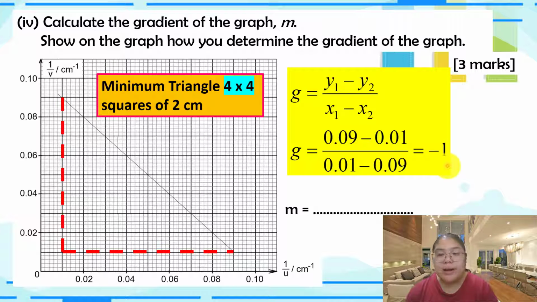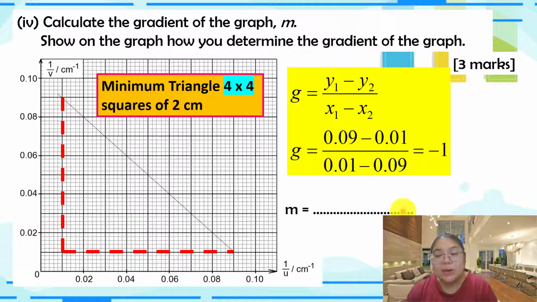Okay, now the final part, you need to know the unit. Let's see the unit. Unit is y over x. That means cm -1 over cm -1. Actually, they can cancel each other. Okay, finally, the gradient actually has no unit.